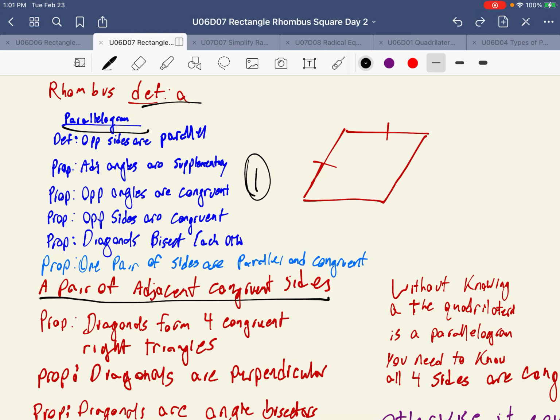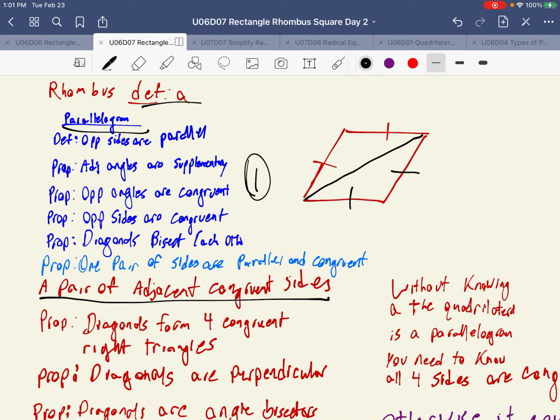We would need to know at the very least that the opposite sides were congruent. So if these were congruent and these are congruent, this is now enough information to conclude it's a parallelogram, as well as enough information to conclude it is a rhombus. Now let's take a look at some of the other properties of a rhombus as well.